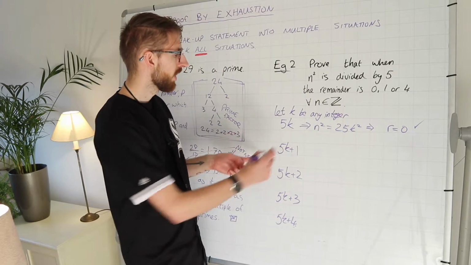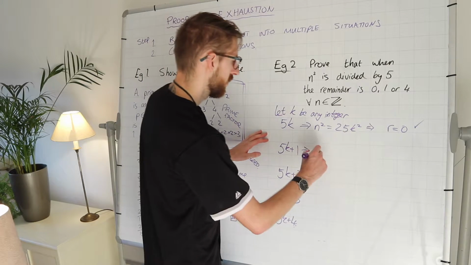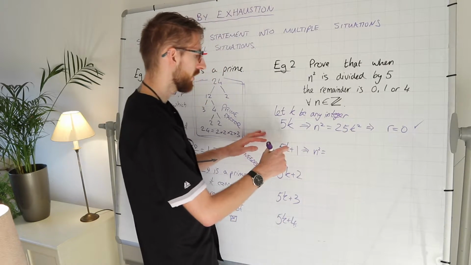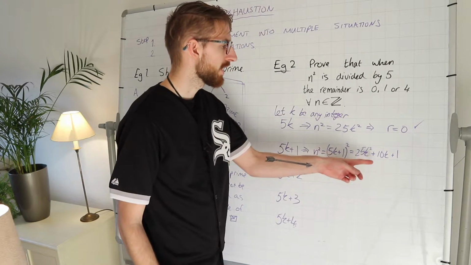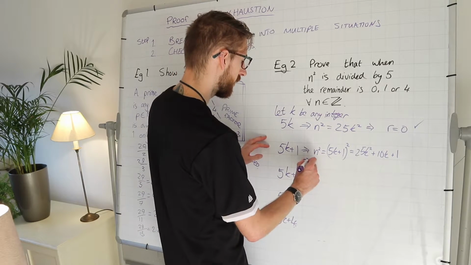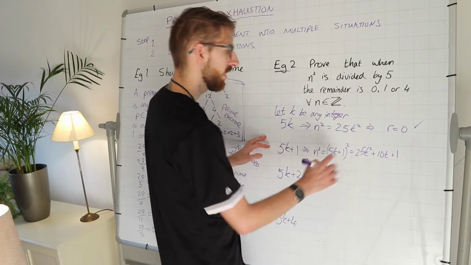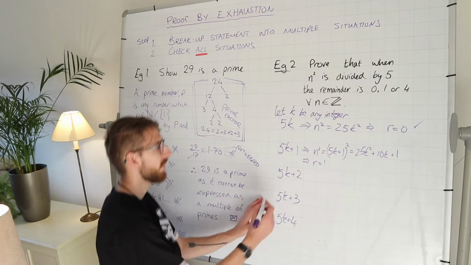Nice one. Let's try this one. 5k plus 1 squared. So this is going to be all of that squared: 25k squared plus 10k plus 1. Now this one implies our remainder equals, it's that 1 on the end, 1.